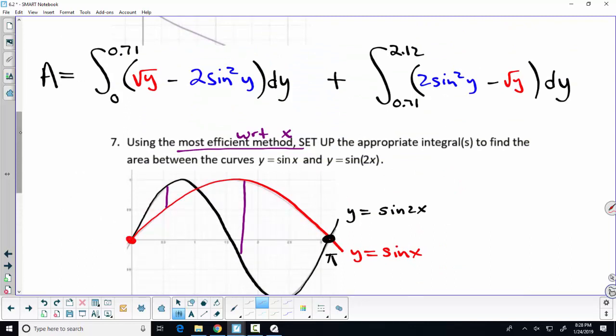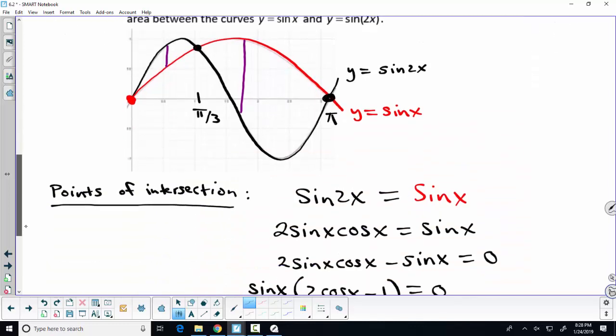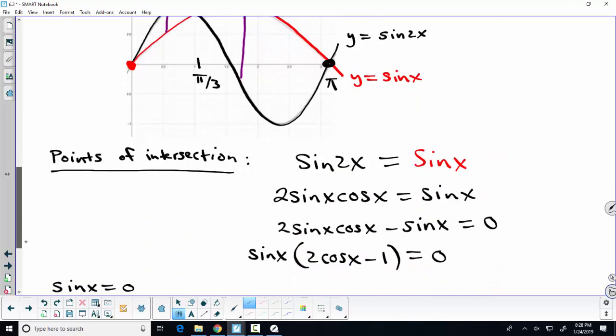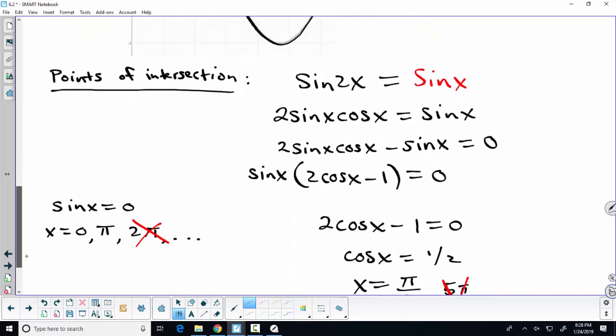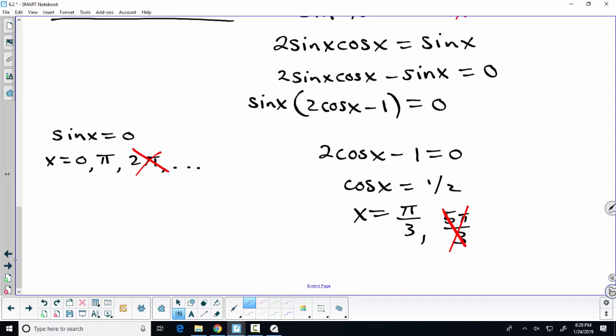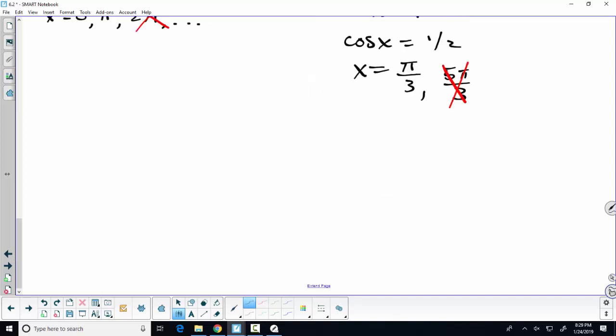So we knew that one, x equals 0. Now we have this one at pi over 3. All right. Do you have any questions on that? Okay.